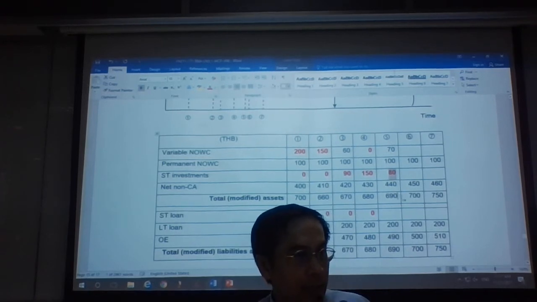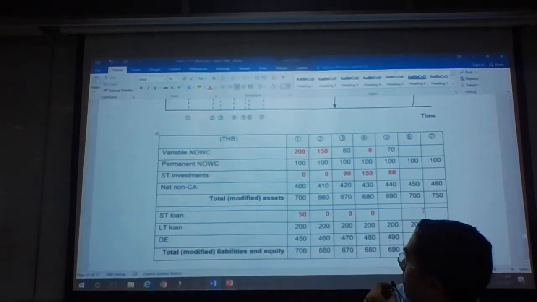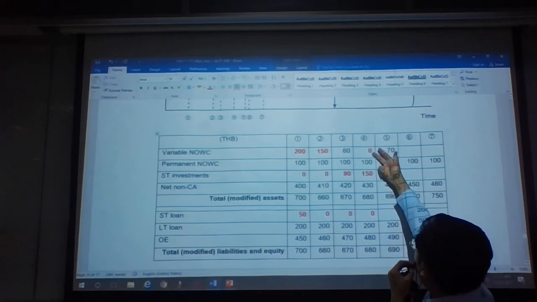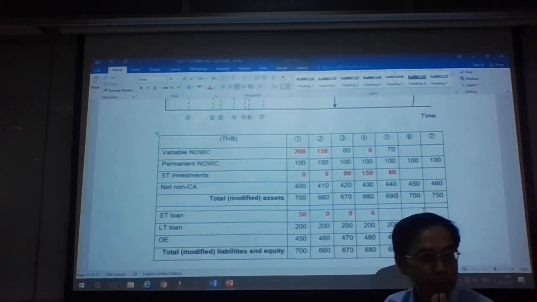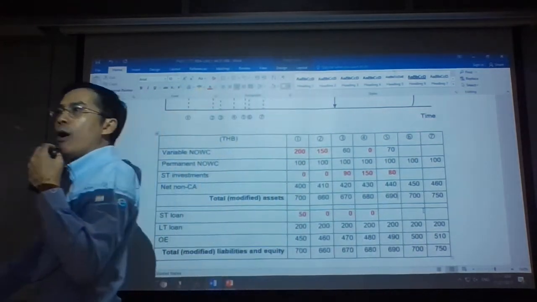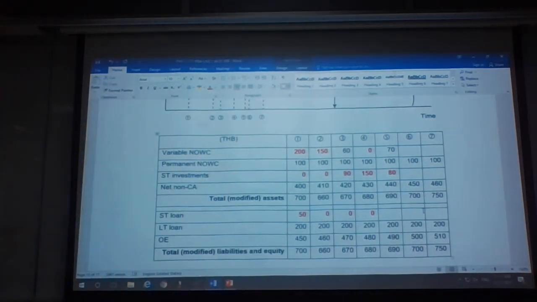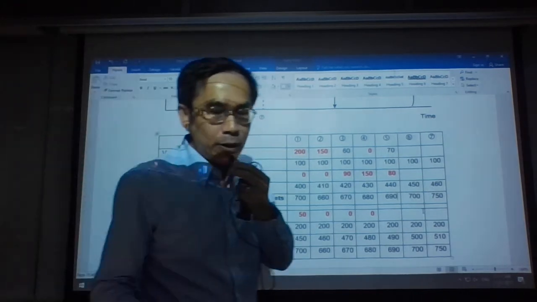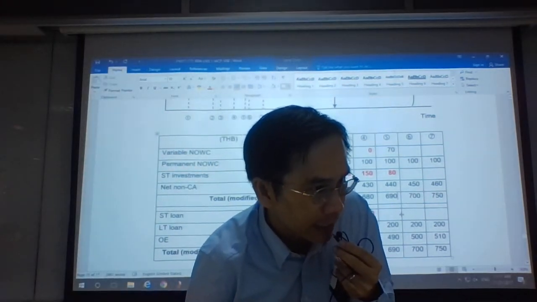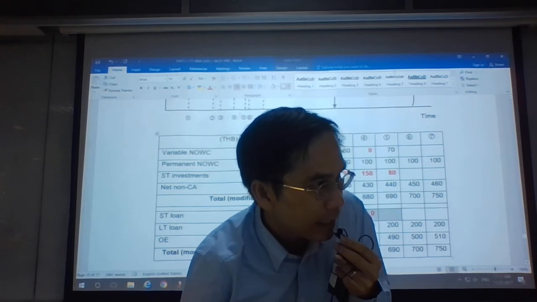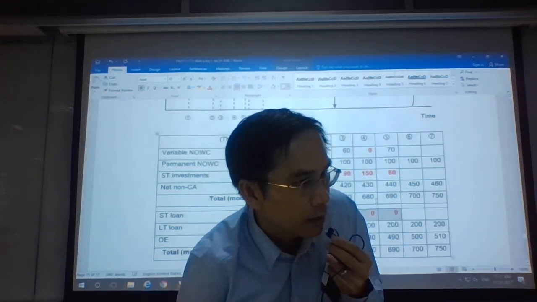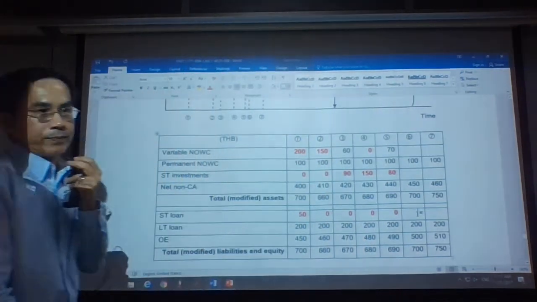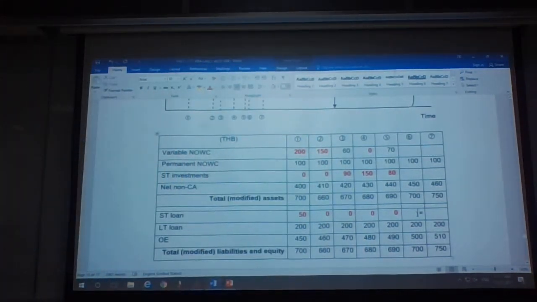And then all three numbers sum up to 680. Do we need to borrow short term right now? At point 5? Not yet. We still have some marketable securities left. Don't worry about borrowing short term. Okay.